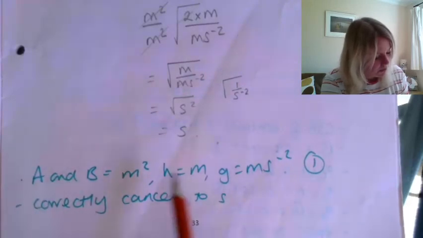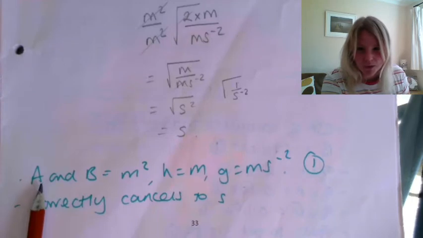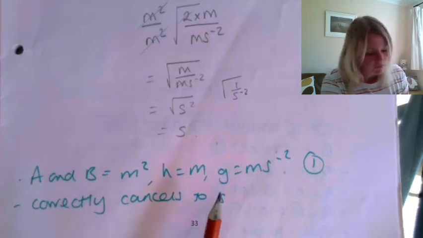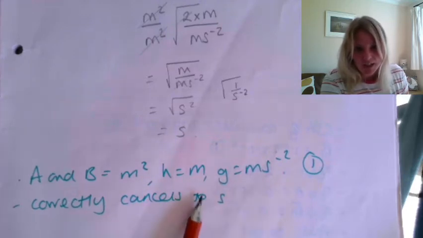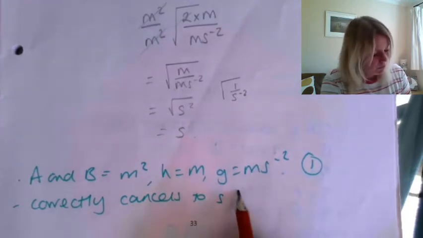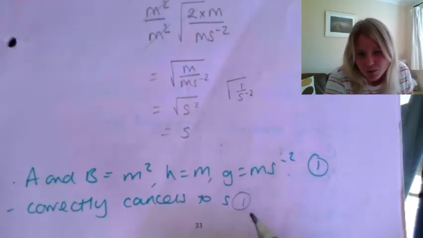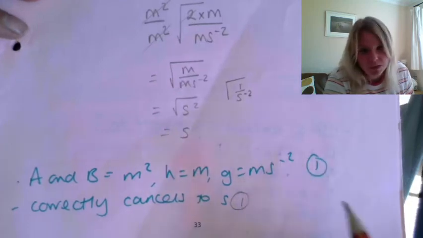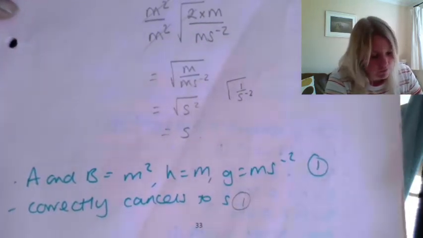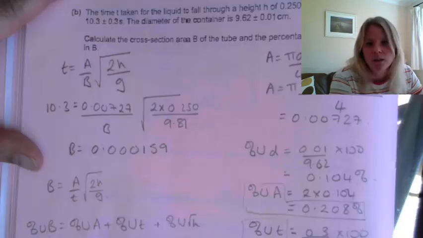There's one for substituting in all of your values correctly, so for substituting meters squared for A and B, for substituting meters for H, and for substituting meters per second squared for g. And then one for correctly cancelling it and getting seconds, because they told you what you have to end up with. That's why all of this has to be done for 1, because you'll be able to manipulate it even if you've done it wrong whenever they've told you what to get. Does that make sense? I don't know.